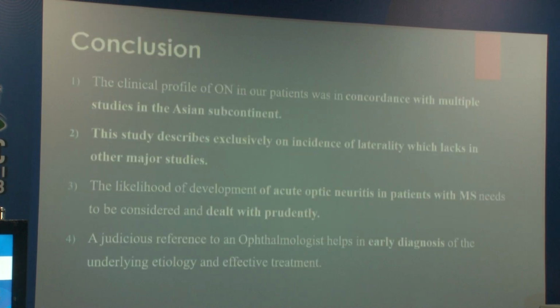So, conclusion: the clinical profile of optic neuritis in our patients was in accordance with multiple studies in the Asian subcontinent. This study describes exclusively the incidence of laterality, which is lacking in other major studies. The likelihood of developing acute optic neuritis in patients with multiple sclerosis needs to be considered and dealt with prudently. A judicious referral to an ophthalmologist helps in early diagnosis of the underlying etiology and effective treatment.